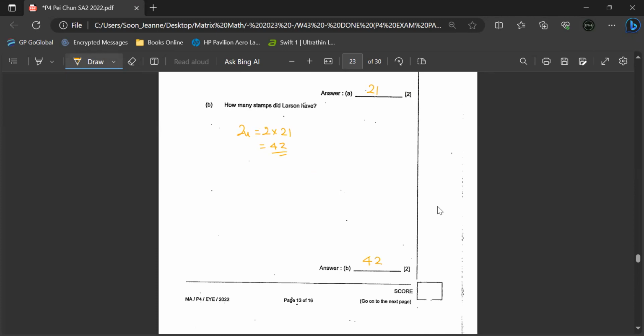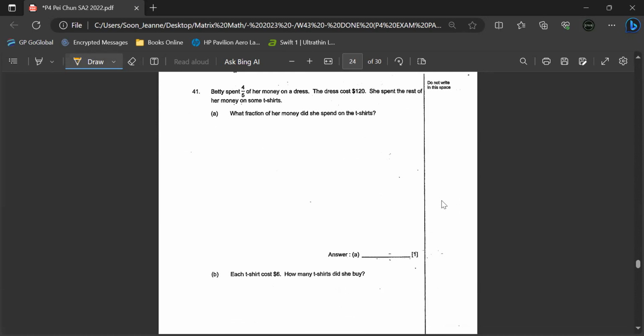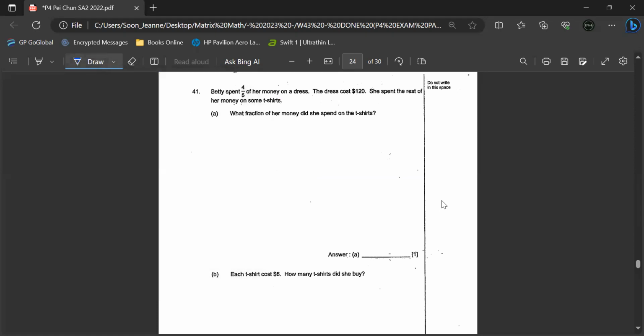Okay. Question 41. Betty spent 4/5 of her money on a dress. Okay. And the dress cost $120. She spent the rest of her money on some t-shirts. A, what fraction of her money did she spend on the t-shirts? Fraction. Very simple already. Just look for fraction.